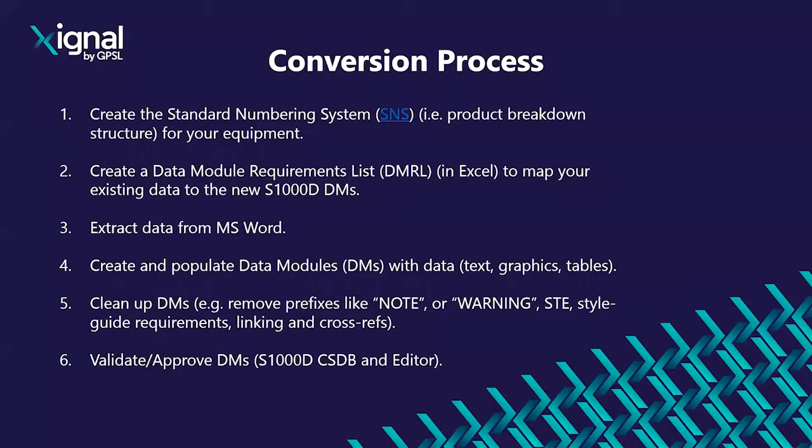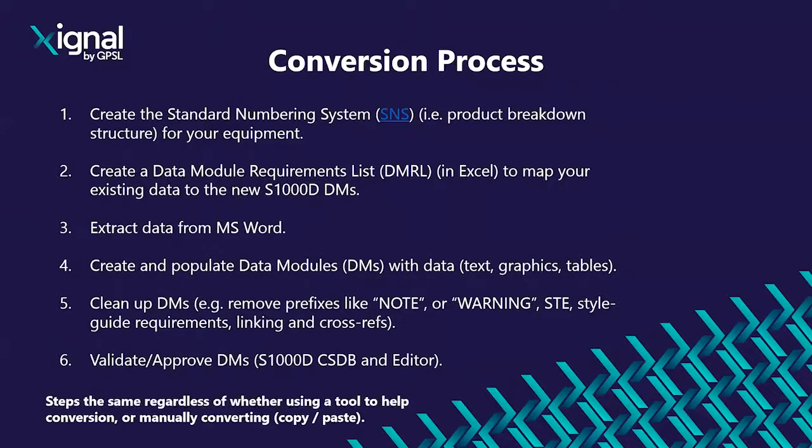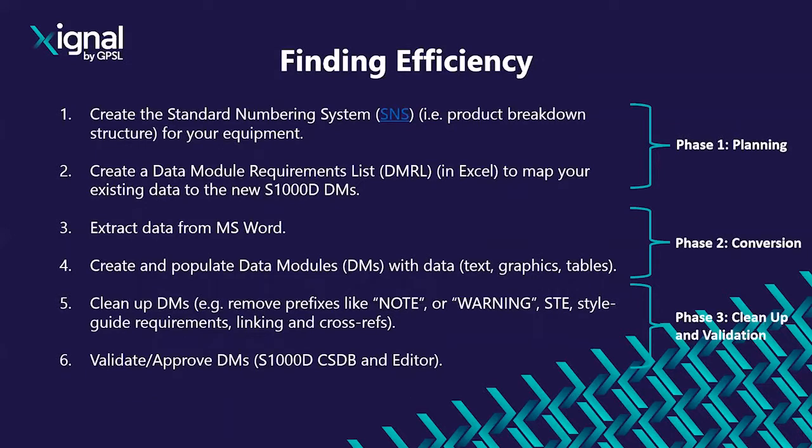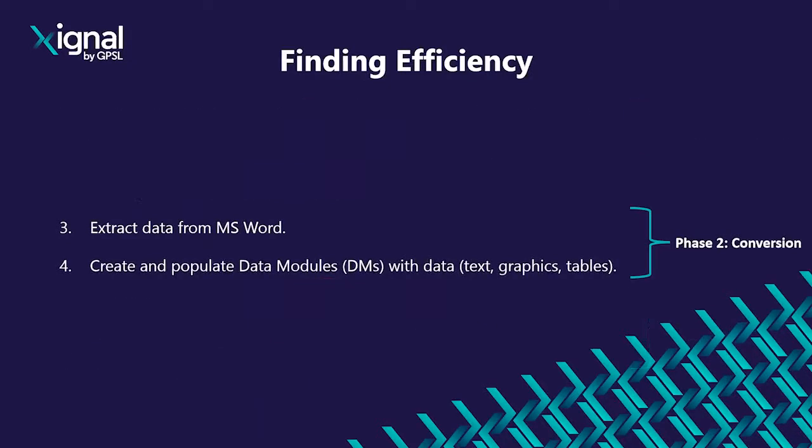So these steps can be categorized really into 3 main phases. We've got the planning phase, phase 1, then the conversion phase, phase 2, and then the cleanup and validation phase, phase 3. So I think what we can establish is that steps 1 and 2 are clearly going to be needed, and there's no way in which these can be automated. We need to manually create a DMRL. We need to manually create an SNS, excuse me, and we need to manually validate the resulting data. Therefore, it's phase 2 where we're going to concentrate most of our efficiencies. So that's going to be this area here.